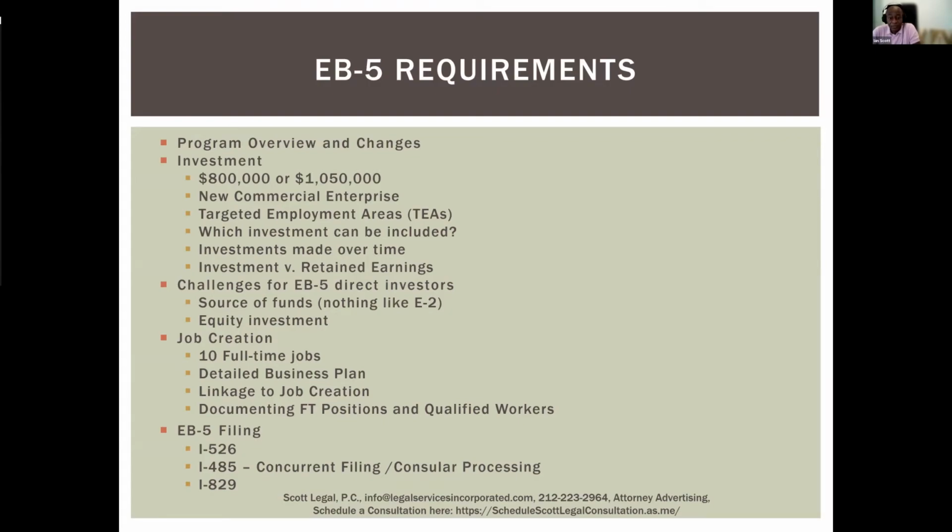In terms of what can be included, some of the things that are included in the E2 can't be included in the EB5. So you do have to look at that, like administrative fees, legal fees and things like that. They can't be included in the $800,000.